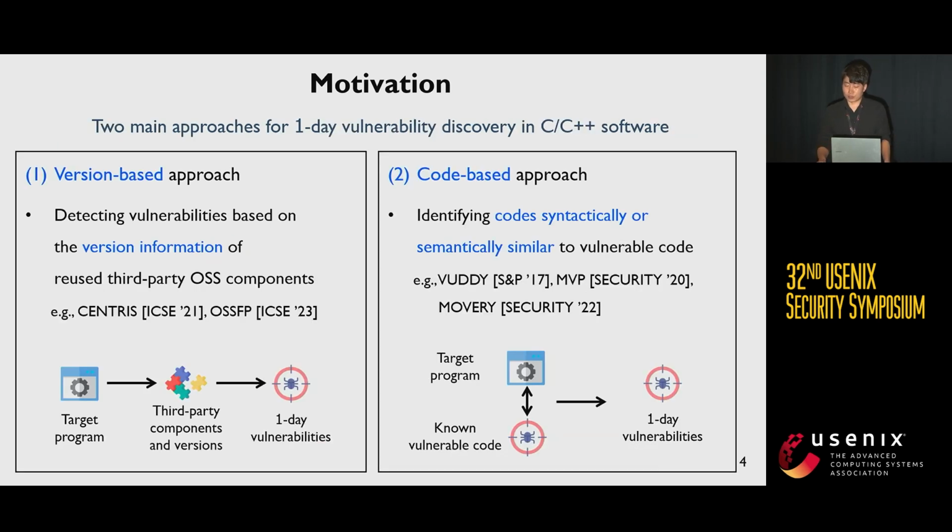To achieve these goals, two major approaches have been used, called version-based and code-based approaches. The version-based approach detects vulnerabilities based on the version information of the reused third-party components. And the code-based approach tries to identify the code that is syntactically or semantically similar to the known vulnerable code.